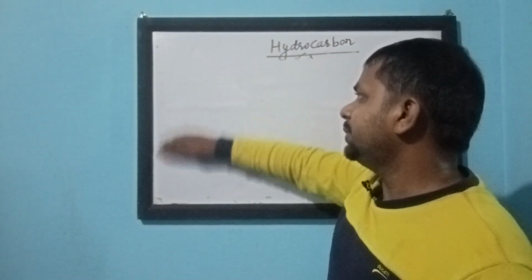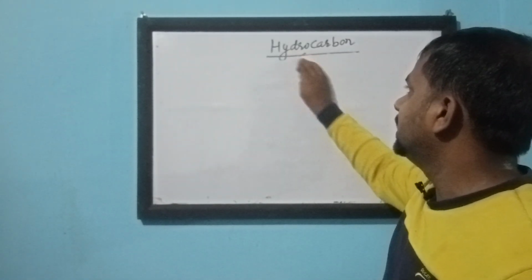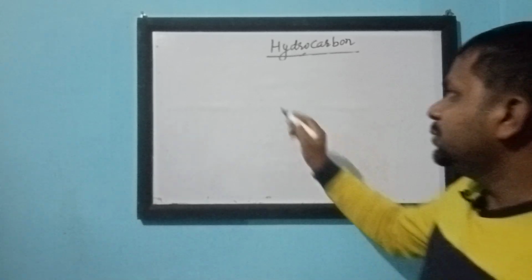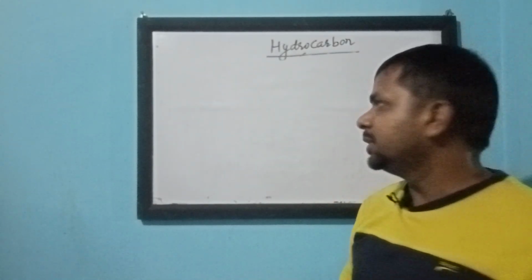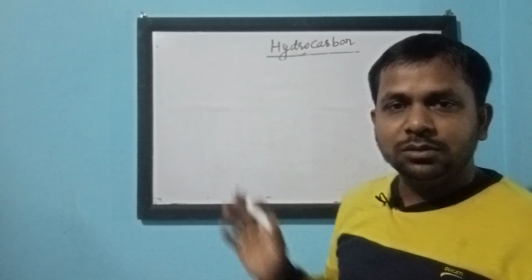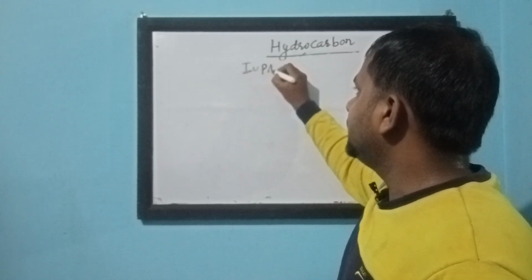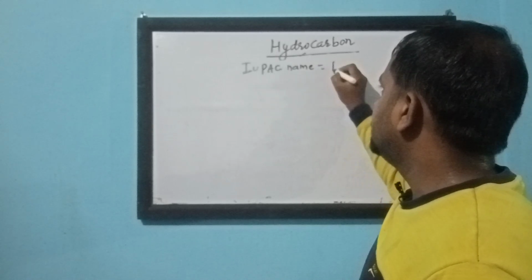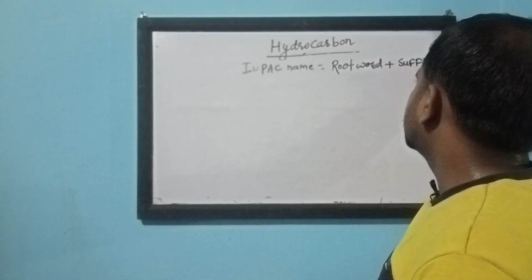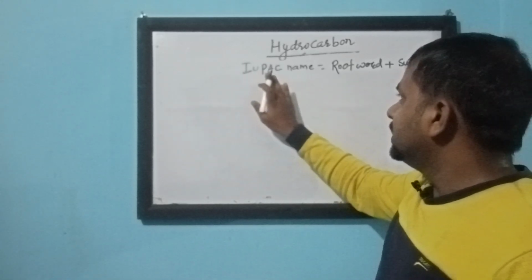There are two types of names. One is the trivial name, which is given on the basis of the source from where the compound has come. Another is the IUPAC name, which can be considered the scientific name. We are going to study the IUPAC name, the scientific name. There is a rule we first need to understand before naming a hydrocarbon. The rule is that the IUPAC name is equal to root word plus suffix.